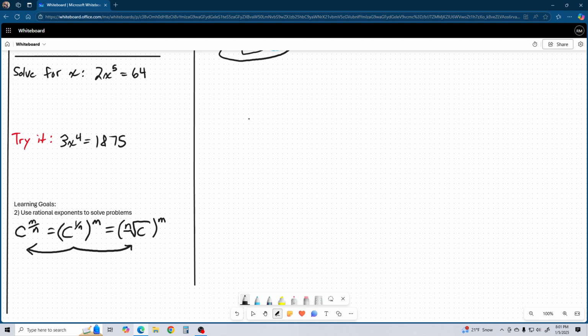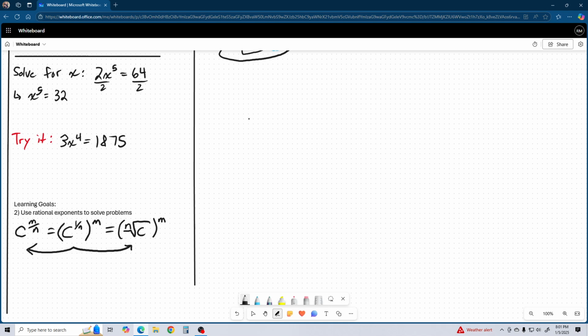First of all, we need to get this x to the 5th by itself, just like in any other algebra problem. So if I have 2x to the fifth and I need to get x by itself, I'm going to divide both sides by 2. I'm going to divide this side by 2, divide this side by 2, and I'm going to get x to the fifth equals 64 divided by 2, which is 32.